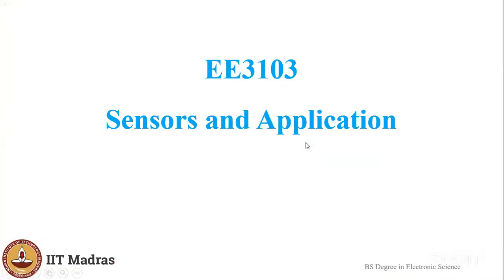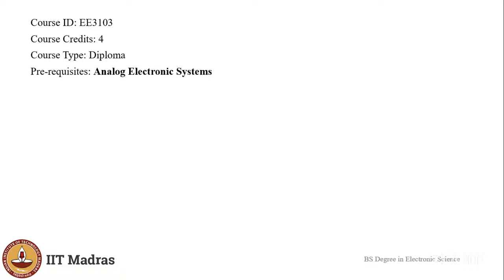Okay, so this is another course, which is at the diploma level itself, E3103. The course name is Sensors and Applications. The course credit is 4. It is a diploma level course. And the prerequisite for this particular course is Analog Electronic Systems. So those who have completed Analog Electronic Systems can take this course.